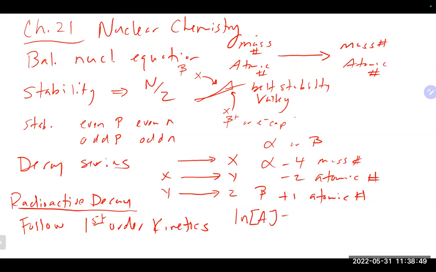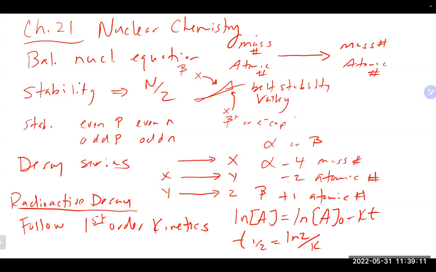Our natural log of A is equal to our natural log of A naught minus kt, where our half-life is equal to the natural log of 2 divided by k. k is sometimes referred to as the decay constant when you're doing nuclear chemistry. It's the same idea as the rate constant in chemical kinetics.